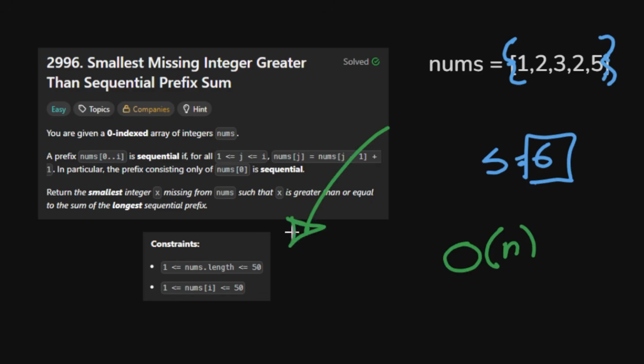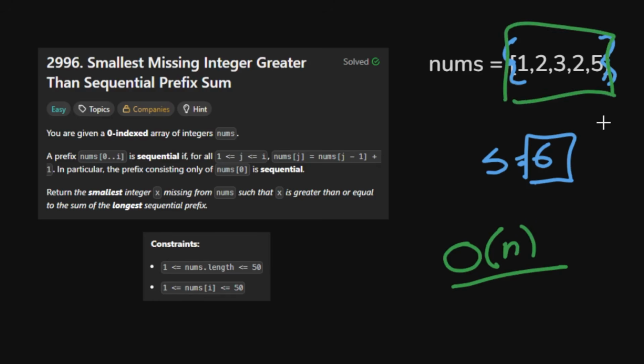Down here we have the constraints, and we know that numbers can be smaller or equal to 50. So as maximum, we will run 50 iterations here, which means that this next part runs in roughly big O of 1. That's why we can say that overall time complexity is roughly big O of n. Space complexity is the same because we need space for this set. So with this in mind, let's go with the code.